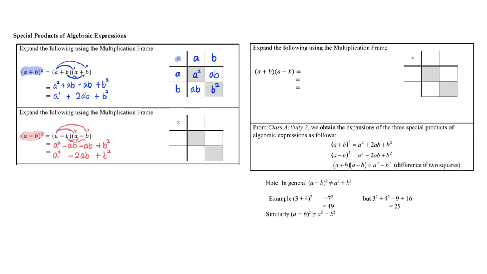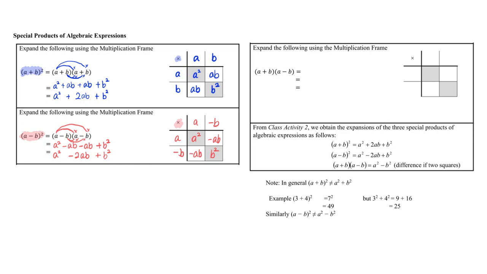If I were to use the multiplication frame, I will have a and negative b here, a and negative b here, and when I multiply them, I will get back the same answer. A times a is a square, a times negative b is negative ab, negative b times a is negative ab, negative b times negative b is positive b square. And so that will be the formula or identity for (a minus b) bracket square.